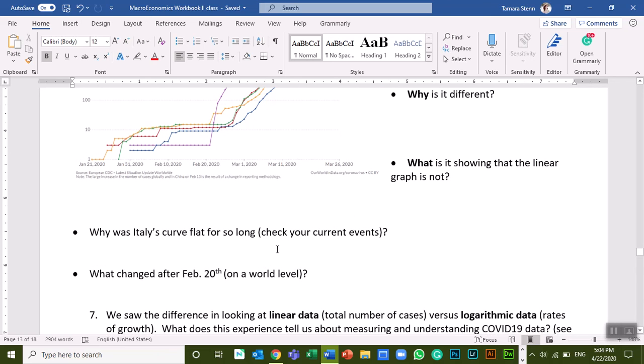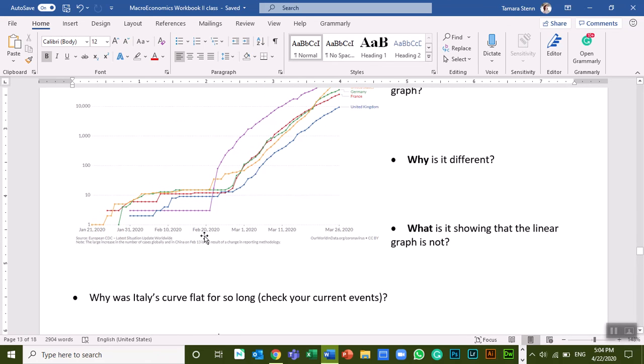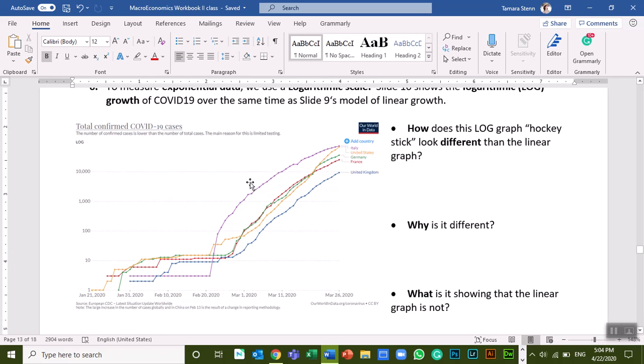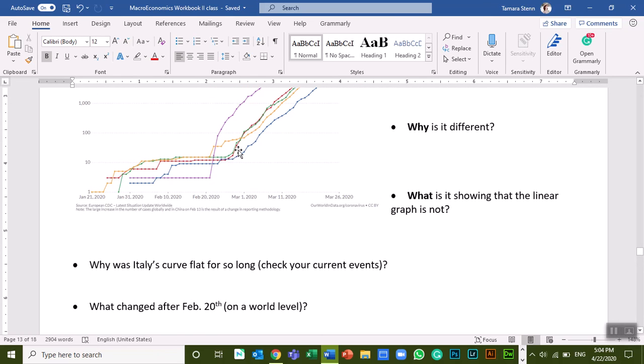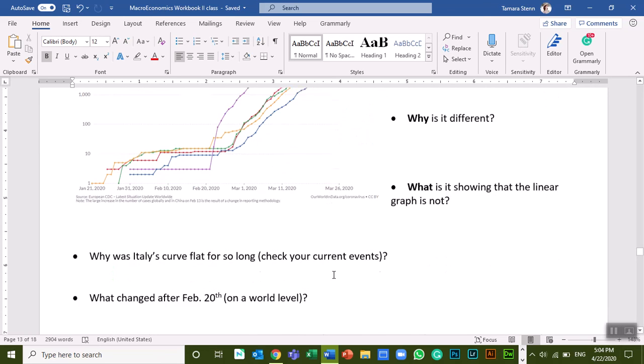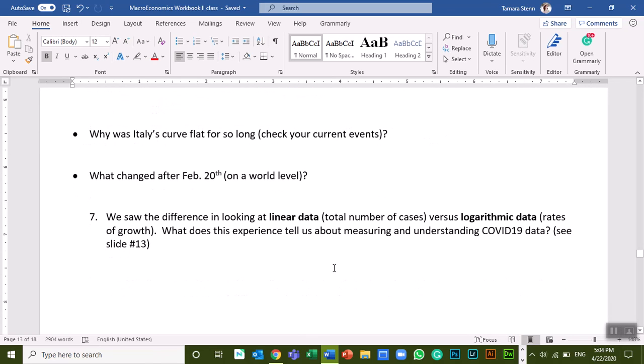Okay. Why was Italy's curve flat for so long? Okay, so think about that one, and you get to check your current events to figure out what happened on February 20th in Italy. Okay, so you might want to Google that. That's going to suddenly cause that number to start going up. And pretty much most of the cases on a world level started going up after February 20th.